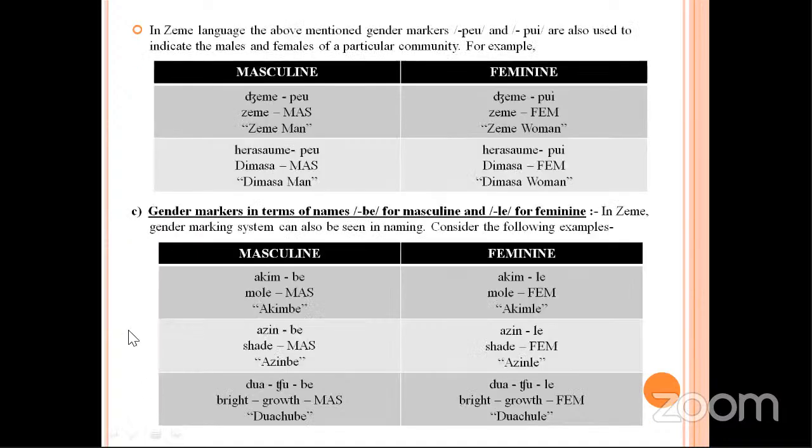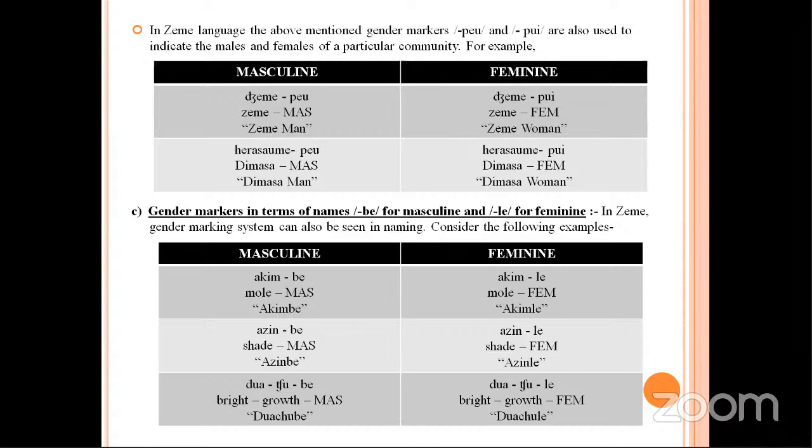In Zeme language, the above gender markers peu and pui are also used to indicate the males and females of a particular community. For example, Jeme peu. Peu is a masculine marker, and Jeme peu means Jeme man. Jeme pui. Pui is a feminine marker, and Jeme pui means Jeme woman.